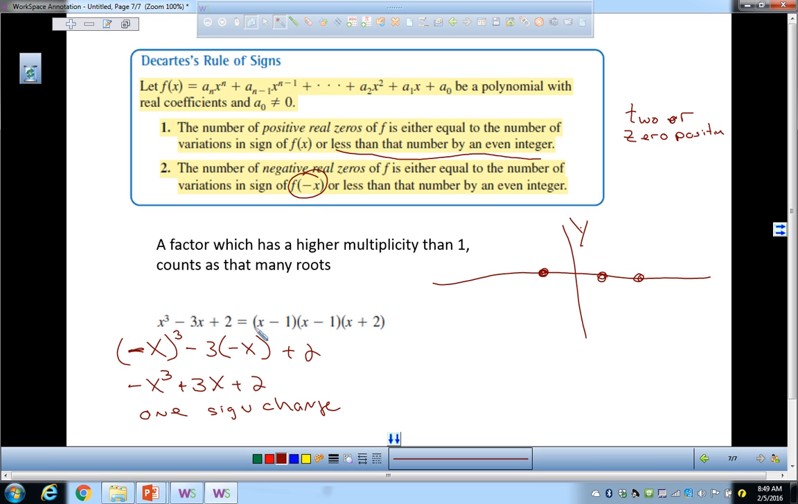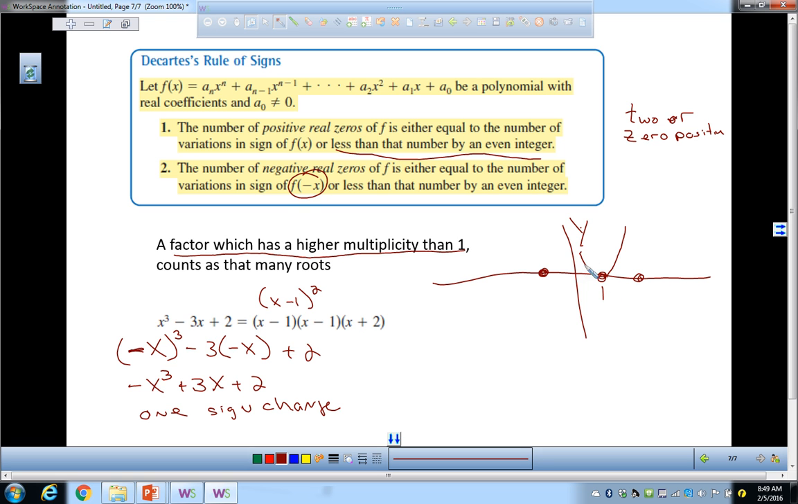If I look at the factored form of this, I have a 1 and a 1. A factor with a higher multiplicity than 1, like x minus 1 squared, counts as 2 roots. So over here, where I said I had 2 or 0 positive roots, I actually have 1 double root. And then how many negative roots do I have? Looking at the factored form, where does it go through the x-axis? At negative 2.